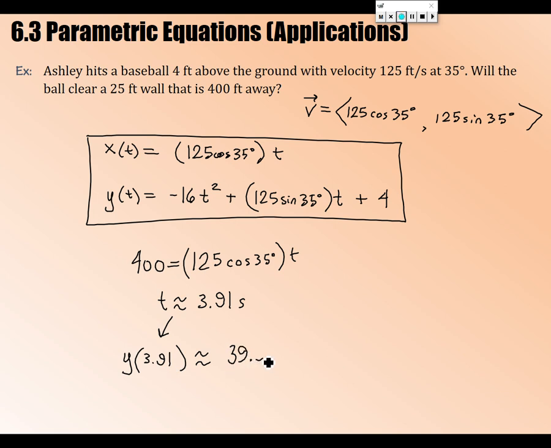Did Ashley clear the fence, the wall, whatever it is? Yes, by a long shot, by almost 15 feet, right? So there are lots of more questions that someone could ask in these situations. This wall question is such an interesting one, or the race question where we're asking how far away are they? Okay, now what time are they? Who wins? All these kind of questions we can ask, which require a little bit of an understanding of what your models are actually doing.